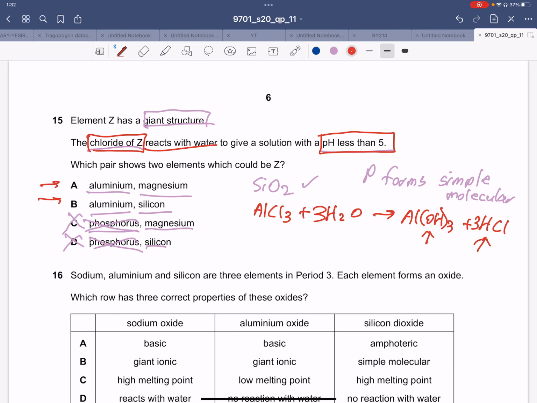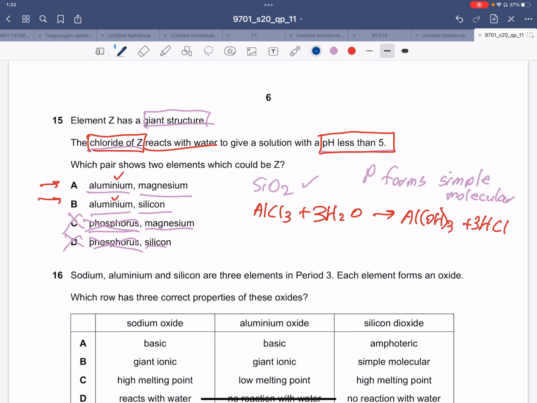And HCl is one of the two strongest acids, right behind sulfuric acid, in terms of our general chemistry acids. So this solution will have a pH most definitely less than 5. In fact, it'll probably have a pH around 2, maybe even less. So aluminum is fine. So we already know that aluminum is great. Now we have to test silicon and magnesium. So let's just start with magnesium since it's the above answer.